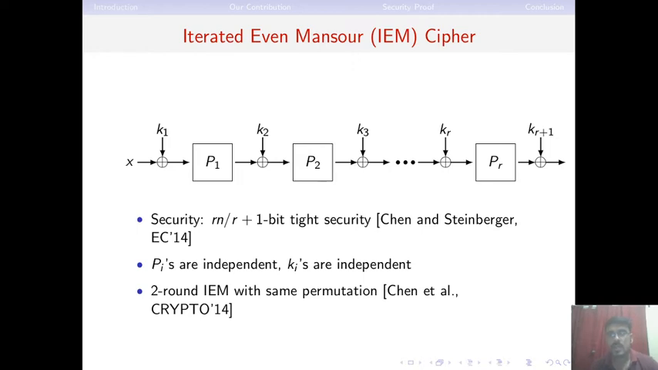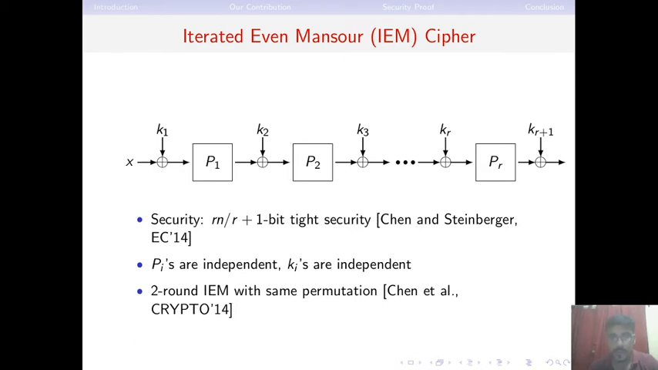This construction was generalized to yield the iterated Even-Mansour cipher, where you have r random permutations and r plus one independent random keys, and you iterate the Even-Mansour cipher r times and generate the ciphertext C. The security of this construction was shown to have rn/(r+1) bit security, and this security bound is a tight security bound. This was shown by Chen and Steinberger in Eurocrypt 2014. The only assumption of these constructions is that the permutations P_i are independent, and the round keys K_i have to be independent.